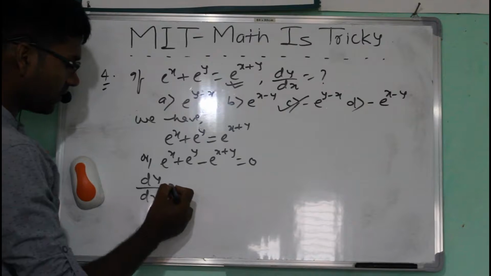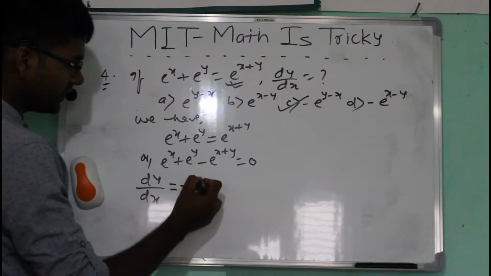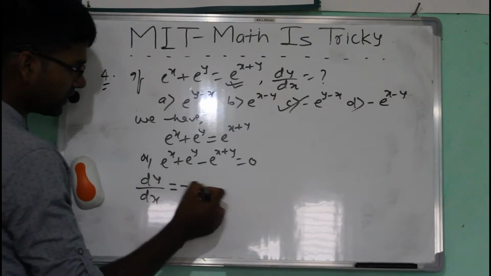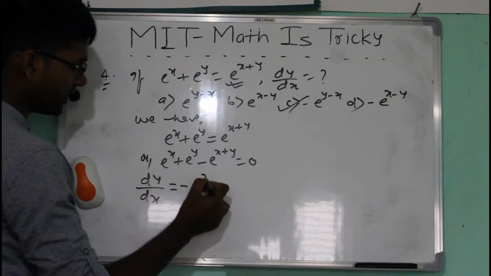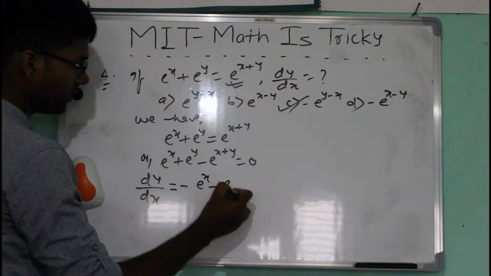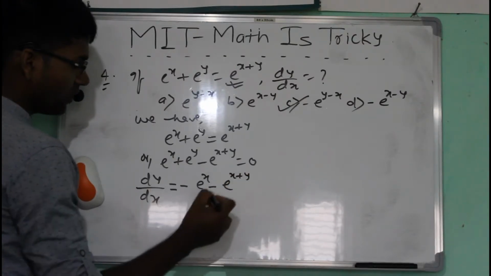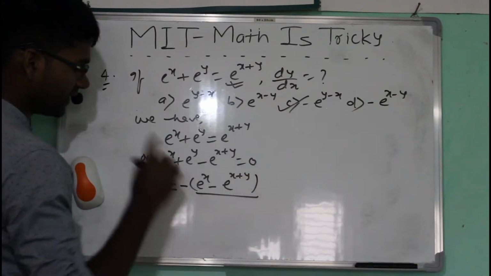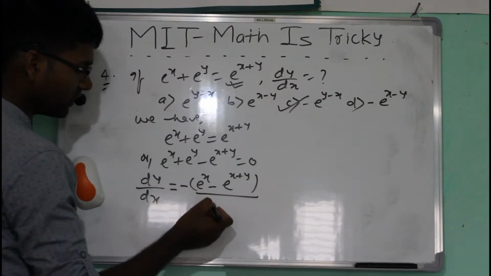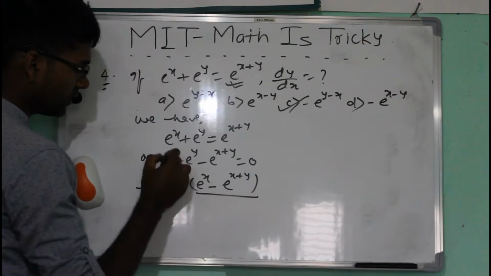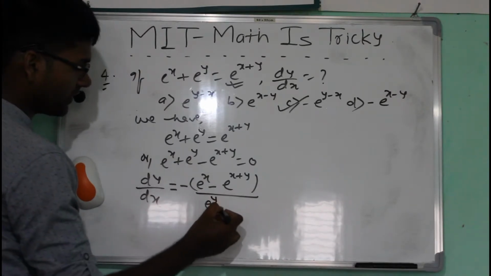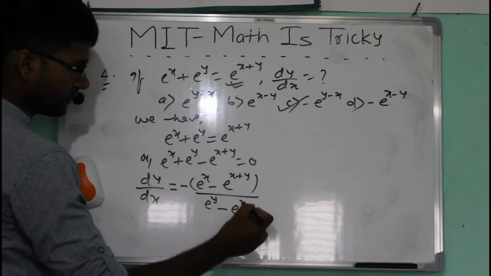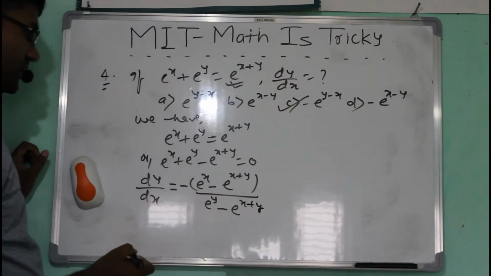To solve the same problem, always write minus, and you just differentiate this with respect to x. So how much will it be? Differentiating with respect to x means e^x, this will be 0, minus e^(x+y). While differentiating with respect to x, all the others are taken as constant. Now differentiate with respect to y. So this will be 0, e^y minus e^(x+y). You can see here.